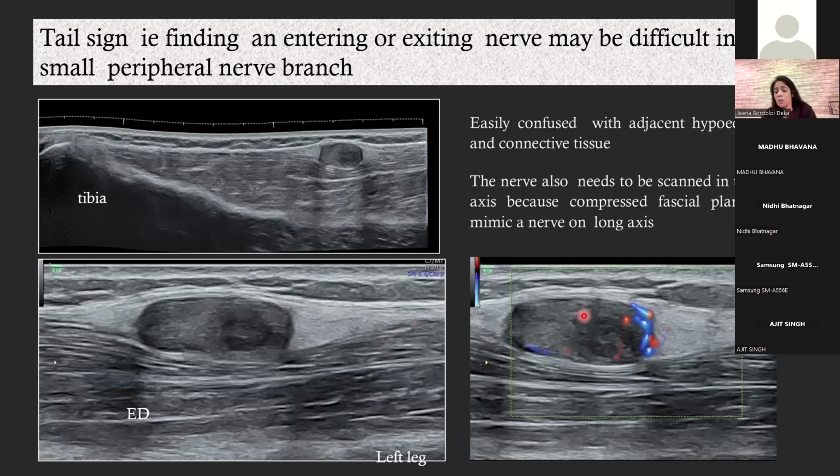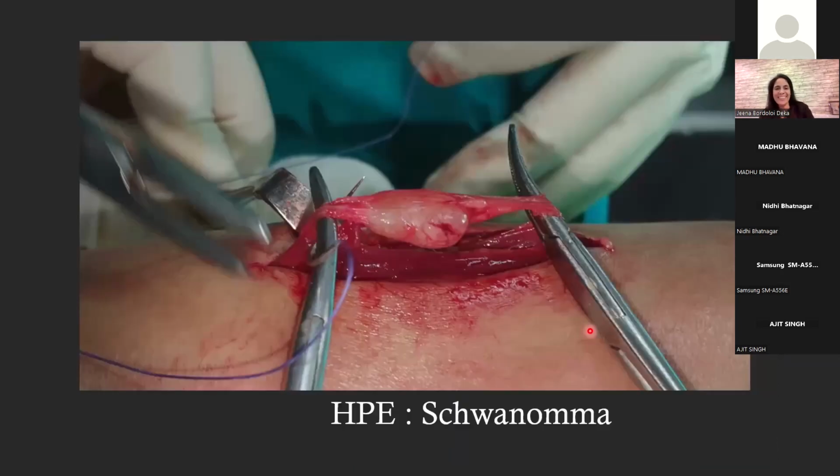And so it got me thinking, and I later on wrote that paper, did a retrospective analysis, and I'll come to that later. So this tumor, on peroperative findings, was found to be definitely a nerve tumor from a branch nerve within this muscle.